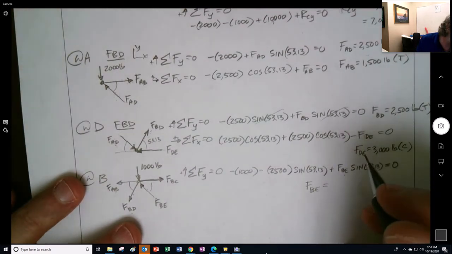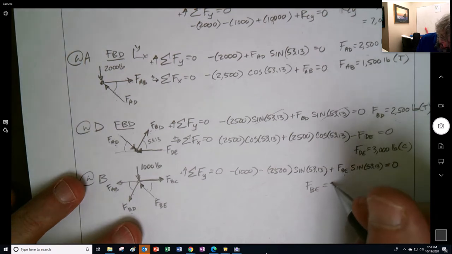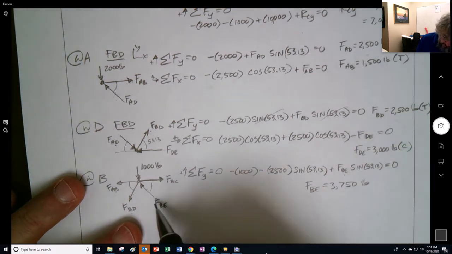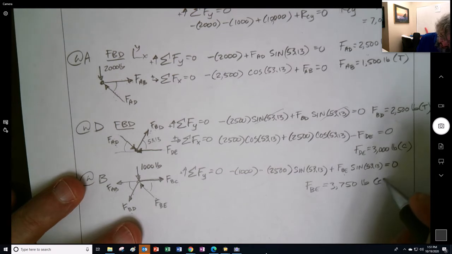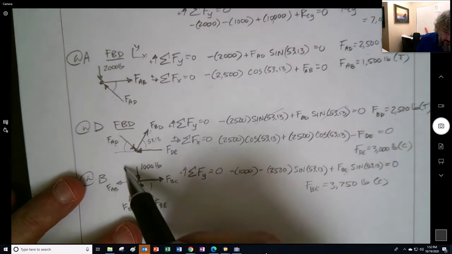And then FBE is then equal to 3,750. And that's going to be in compression, right? Because it's pushing on here, so this thing's pushing on it.